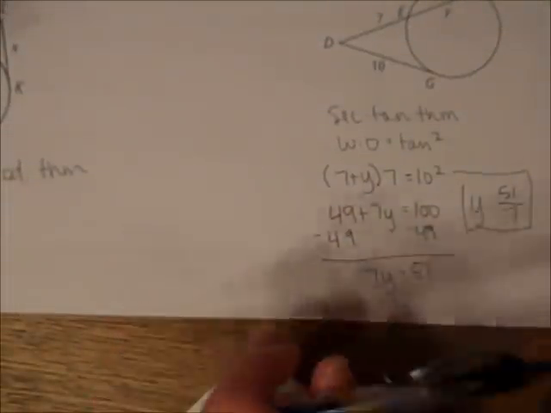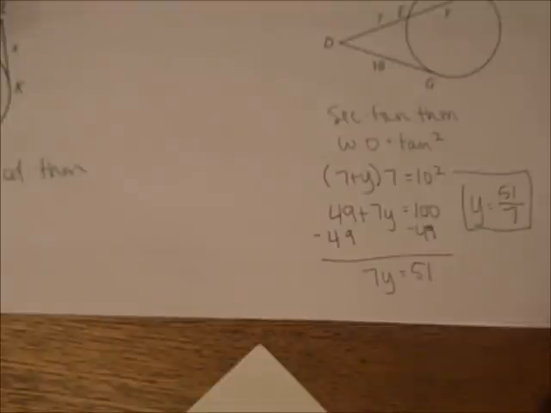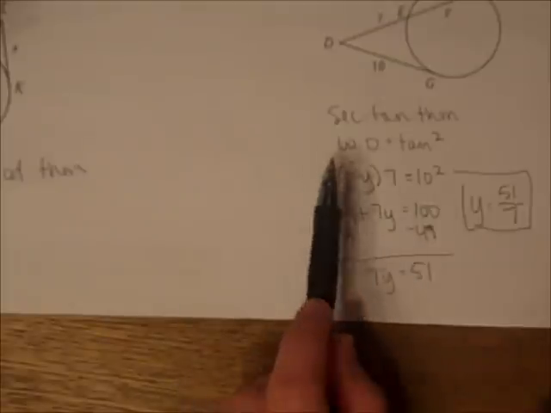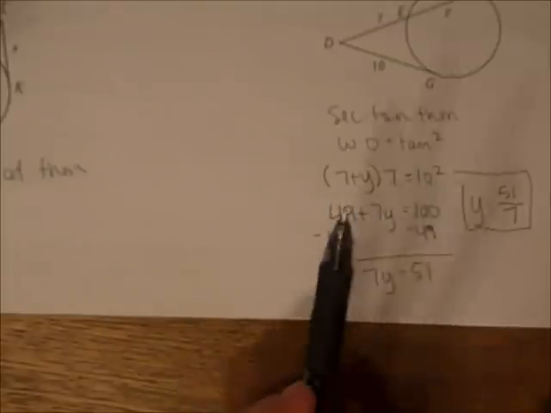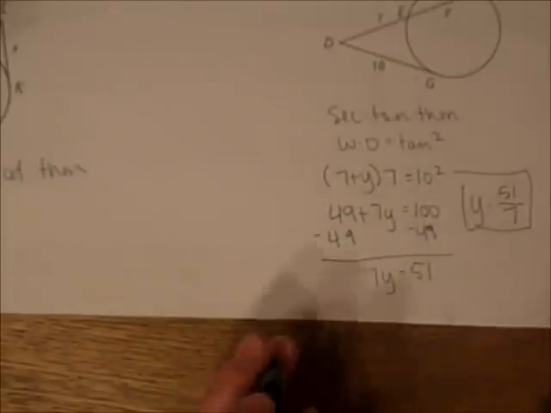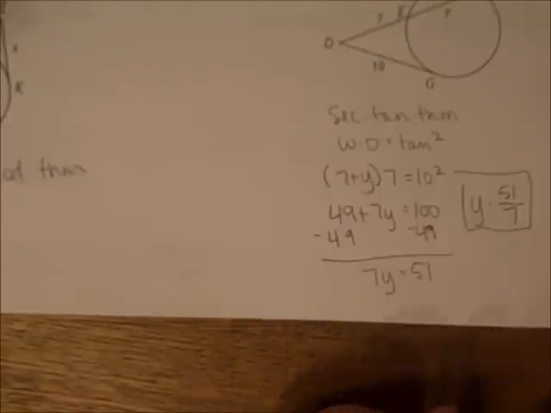Again, secant tangent, so whole times outside equals tangent squared. This time the variable's in a different place, so it just causes us a little bit of a different algebra take on this. 7 plus y, because remember we're doing whole, times 7 equals 10 squared. When I solve that out, y is equal to 51 over 7.